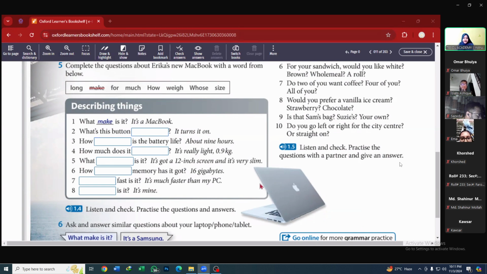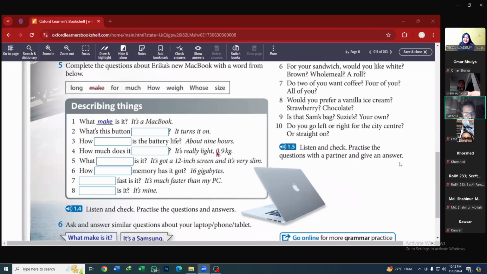Okay, I hope all of you are prepared. Let's start. As I just said, the first one has already been done for you. The second one is, what's this button dash? It turns it on. Mr. Islam Ashik, could you please give me the answer to number 2? What is button for? Very good. What's this button for? It turns it on. Yes, number 3, Mr. Sajidul, could you please read it and tell me the answer?